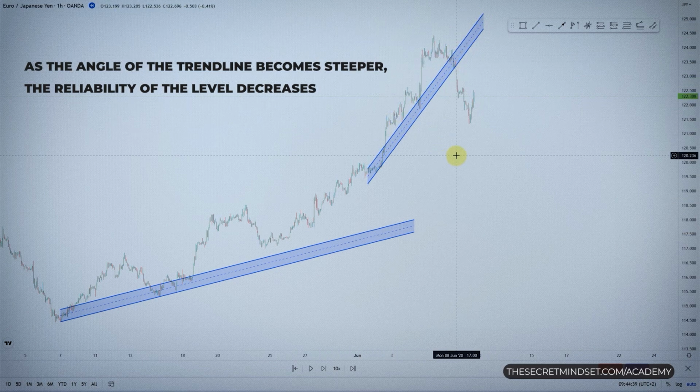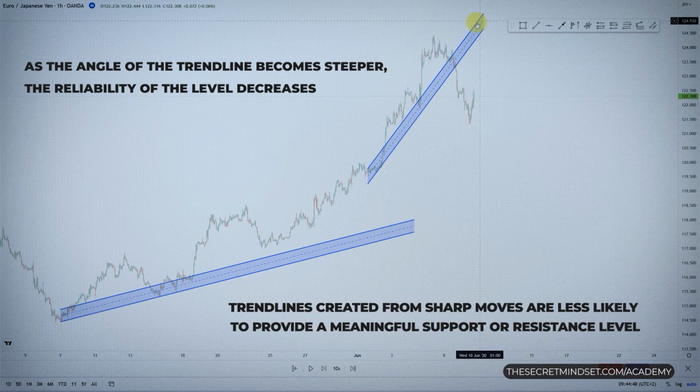In fact, a steep trend line is often the result of a sudden and significant price movement over a short period of time. Such trend lines created from sharp moves are less likely to provide a meaningful support or resistance level. Even if the trend line is constructed with many valid points, attempting to profit from a trend line break may prove challenging.